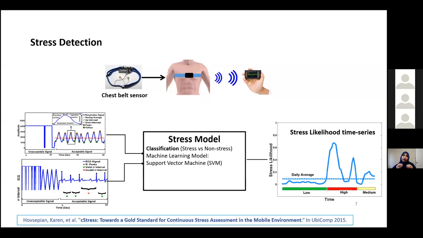If we give it two classes of data, one class is the stressful interaction data and another is non-stress data, this model will be able to identify some patterns from those two classes, and it will give an output of stress likelihood. Like, what is the current level of stress? What is the probability of stress at this moment for me if I wear these devices?